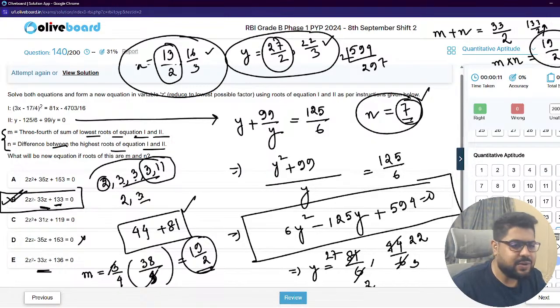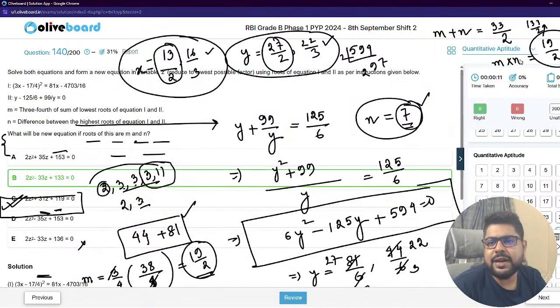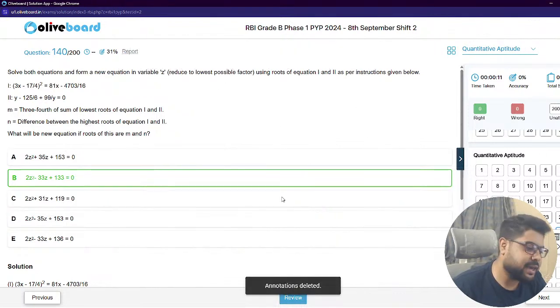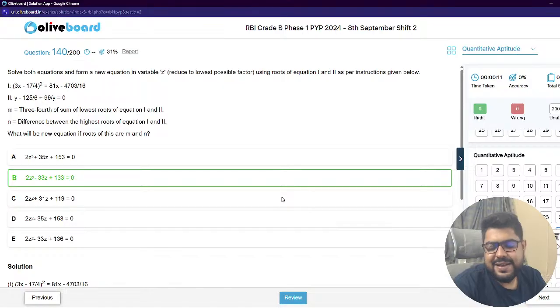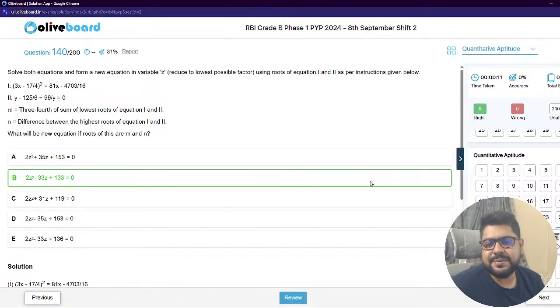We all know, you know now, the equation is x square minus sum of roots into x plus product of roots. So just go with that and say B is your correct answer, sir. And that is then it. That is then it for this particular mock. Khatam, sir. This is reasoning.